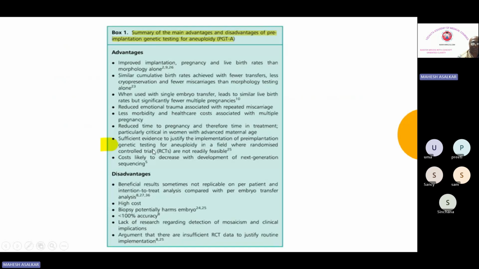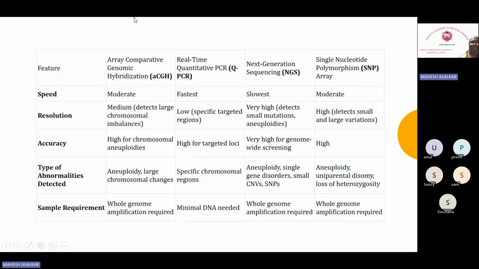Now I'll skip this particular slide. There is nothing much to discuss here, but if there is a comparison between aCGH and quantitative PCR, NGS, and the SNP, that is single nucleotide polymorphism, we have seen that qPCR is the fastest method, and NGS is the slowest one. The rest are moderate.